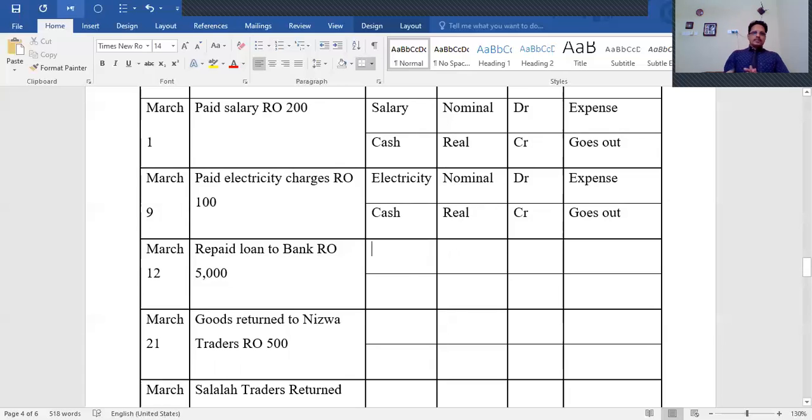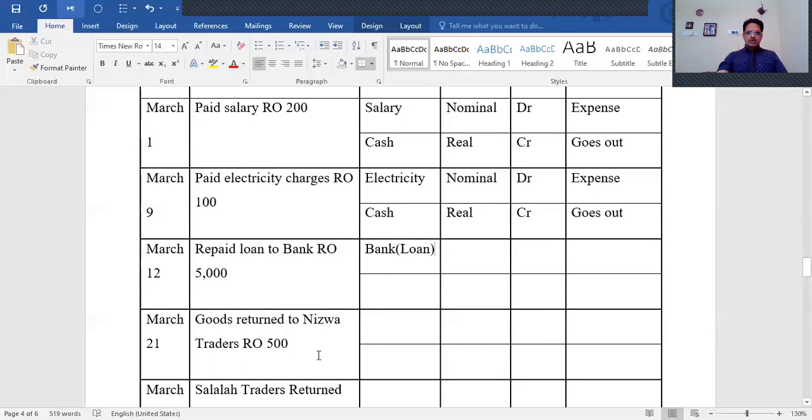So now the next one is repaid loan to bank 5,000 riyal. Before, you took a loan from the bank, now you repaid the loan. So just like before, two accounts: one is bank, but you write it always as bank account. You write clearly whether it is loan or deposit. Then the second account is cash. Now the bank here is a personal account. Bank is a personal account or person, and cash is a real account, you know already.